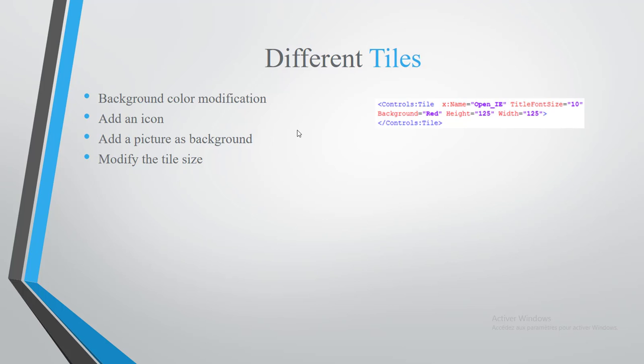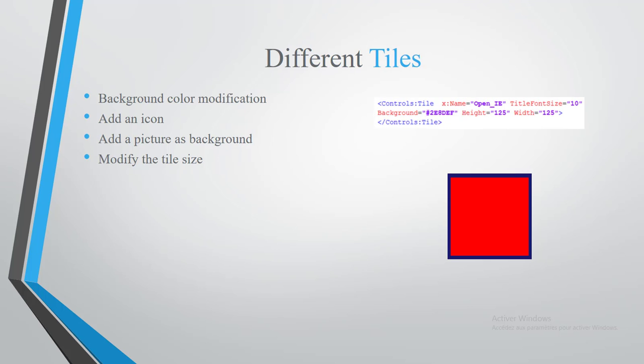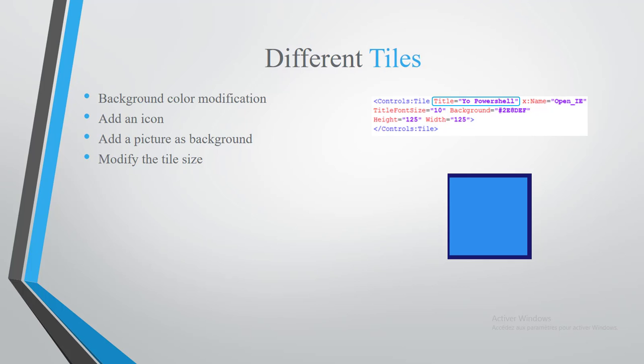So if we want to change, for instance, this is a tile displayed with this code. If we want to change the background color, we have to modify the background attribute from red to blue, for instance, like this. If we want to add a text in our tile, we have to add the title attribute like this, and this will give this.